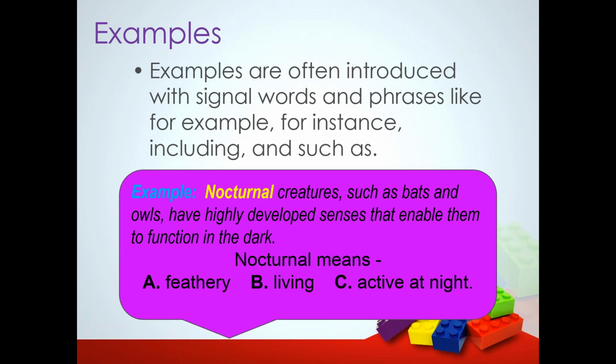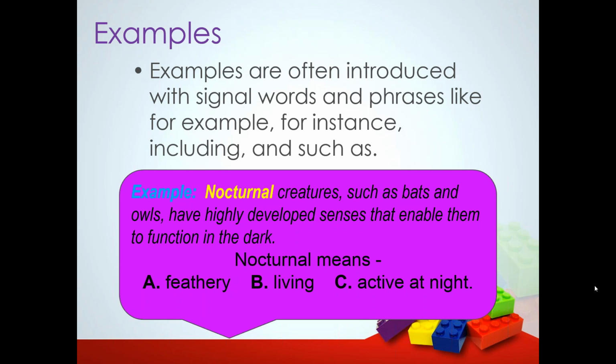So examples are often introduced with signal words. So we have to teach kids how to identify these signal words, like for example, for instance, including, and such as, and teach kids to become more conscious that when they see those words, the author is giving them clues following. So the author is telling them some clues.